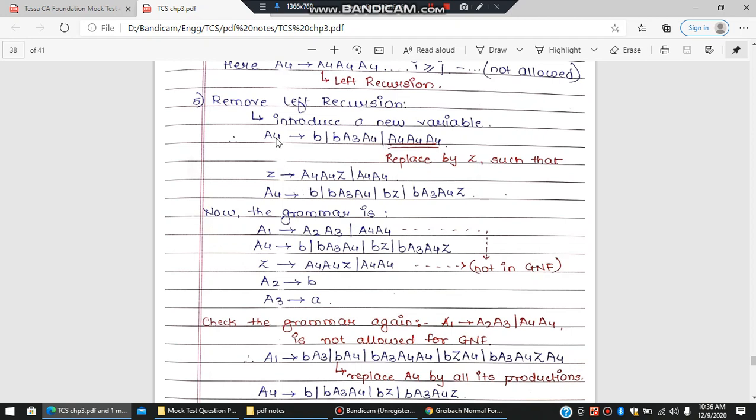So if you write this, we have A4 gives B, which we have copied as it is, and we also know that A4 gives A4 A4 A4, so in place of A4 we have put Z here. So B Z over here. See, this A4 is giving B, so this B is over here, and this A4 A4 we have replaced with Z, because Z gives A4 and A4. These are the new productions we have brought.